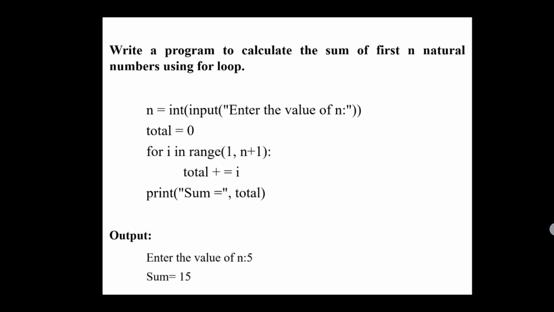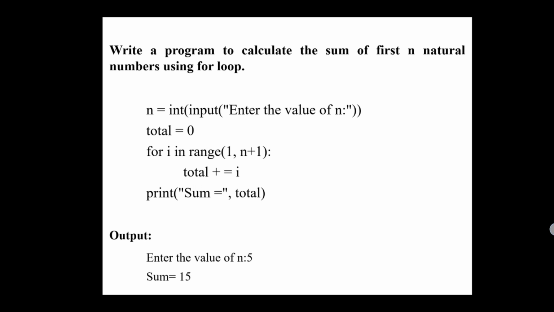Now the next program: write a program to calculate the sum of first n natural numbers using for loop. The code is n = int(input("Enter the value of n")), total = 0, for i in range(1, n+1): total += i, print(sum = total). Now here in the first statement the program asks the user to enter a number and whatever you type will be stored in n.